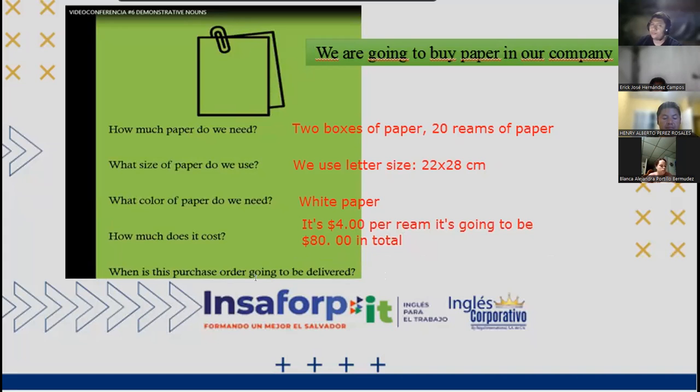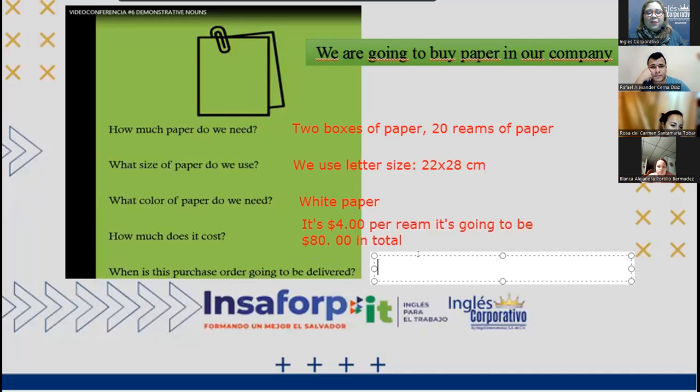When is this purchase order going to be delivered? What's the date we need this to be delivered? If we place the order tonight, when are they going to deliver this package? Tomorrow in the morning. Okay, very good. Tomorrow in the morning. Excellent. During the morning, we can say, or we can give an exact time too, right?